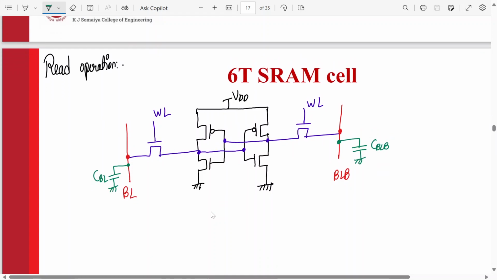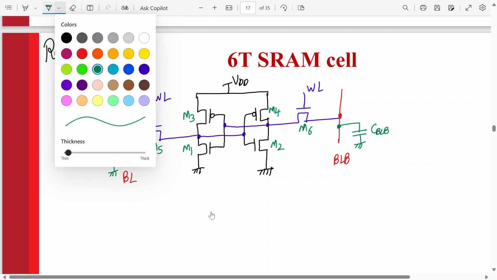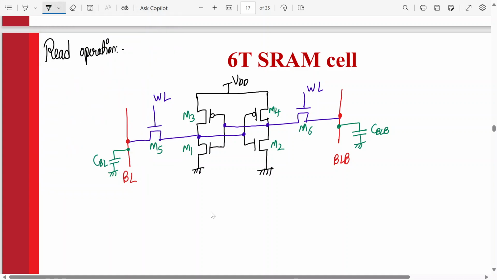So we will be studying the read 0 operation first. Agree? This is M5, M6, M3, M4, M1, M2. So first we are talking about storage nodes Q and QB. Let's say 0 is stored over here. So here it will be 1, right? Okay. Now tell me how this will operate.